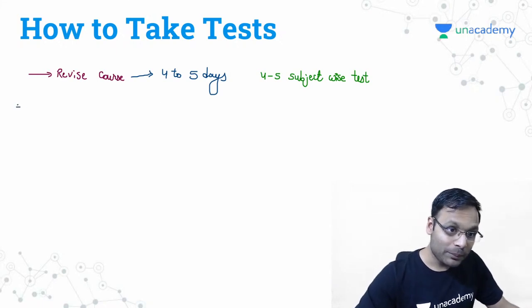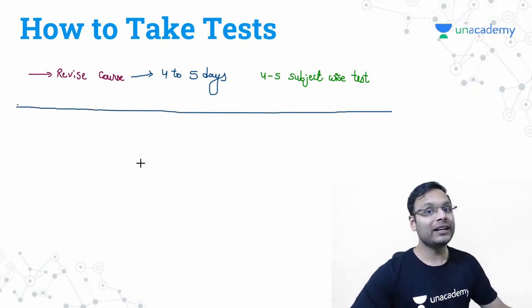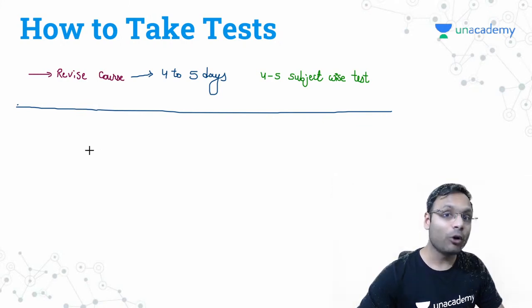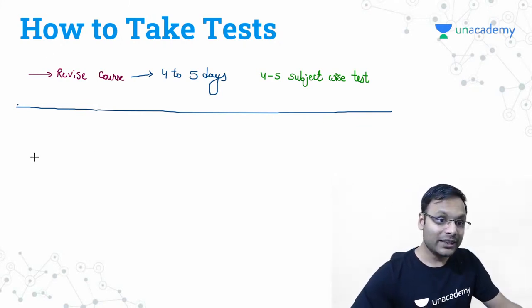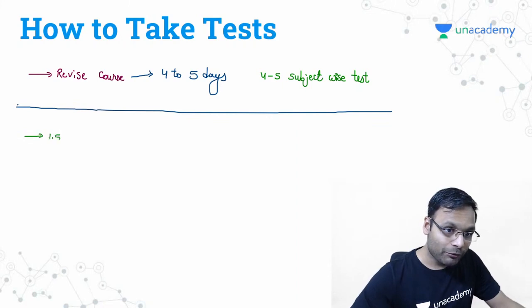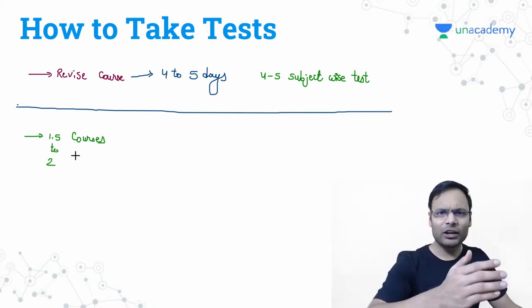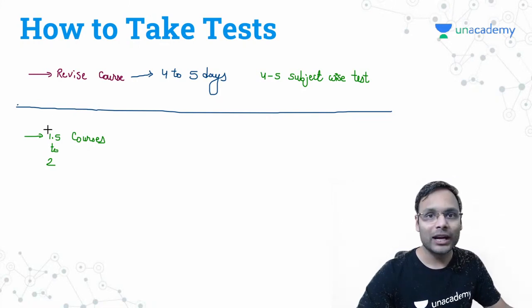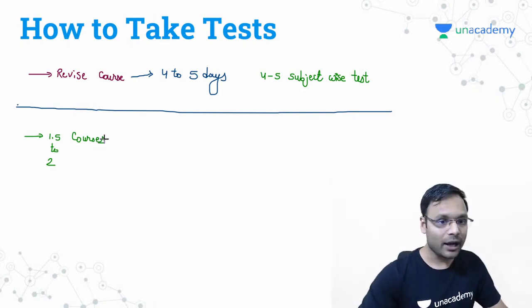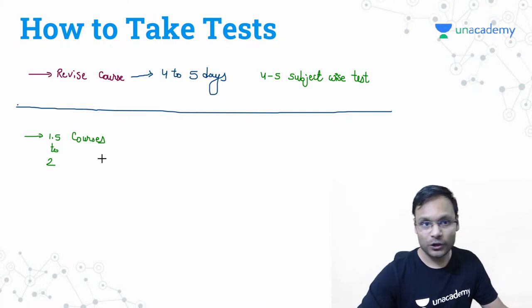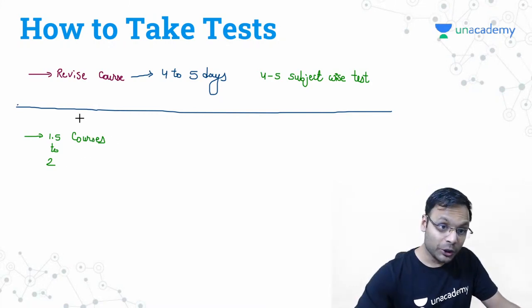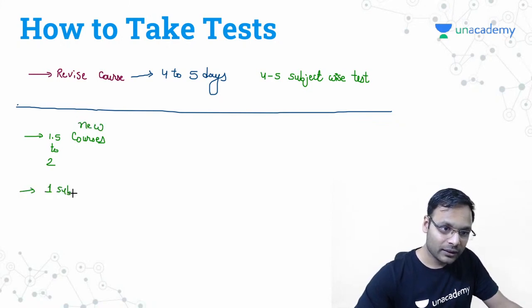Fine, for those people who are not yet done with 60 to 75% courses, but right now at 40 to 60% courses, they need to take 1.5 means you just study one course, but do not give a lot of time to that particular course in the self-study right now. So 1.5 to 2 courses based on your time and complexity of course, new courses, and along with that, one subject revision. And same to same, one subject revision.